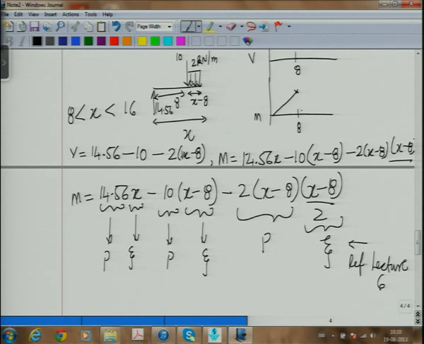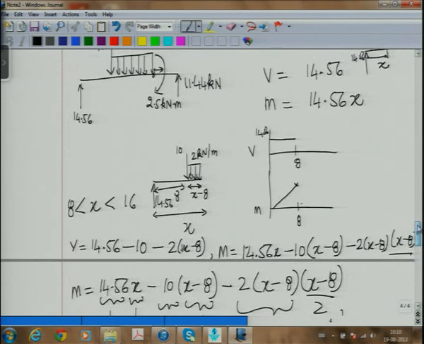So this is how we get the equation of the bending moment. Is that clear? Now one more thing, we have to go to the next point. If we look at the diagram, maybe we can continue with this diagram also.